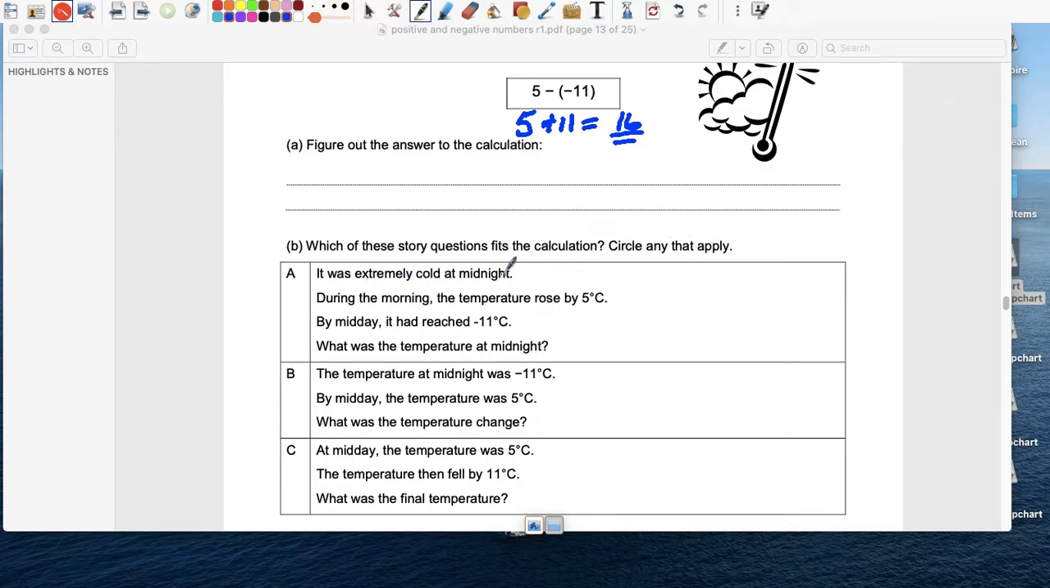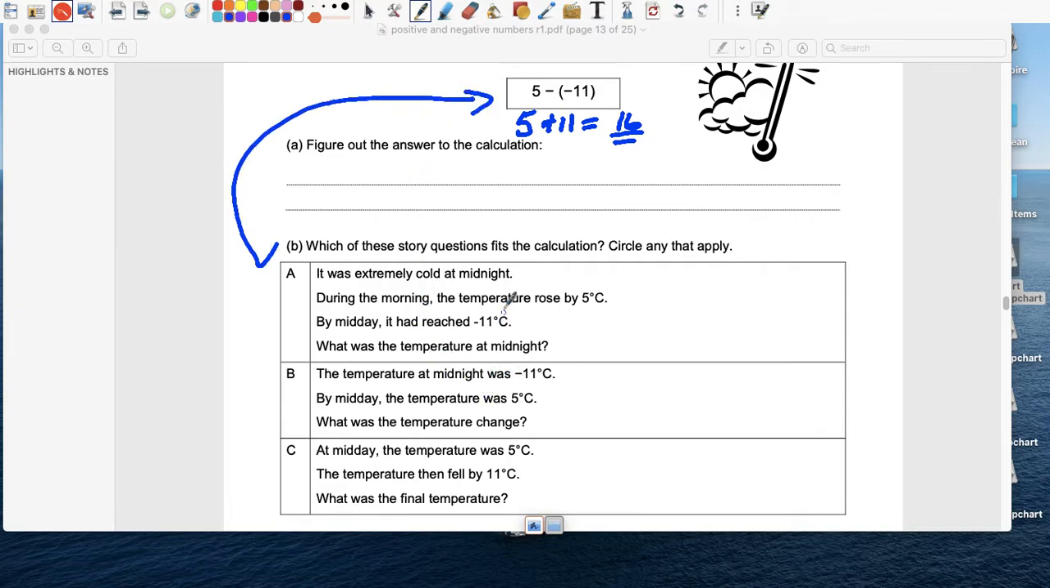So it was extremely cold at midnight. During the morning, the temperature was 5. By midnight, it had reached negative 11. What was the temperature at midnight? Sorry, but midday, it had reached negative 11. What was the temperature at midnight? Can I use this storyline for this expression over here?